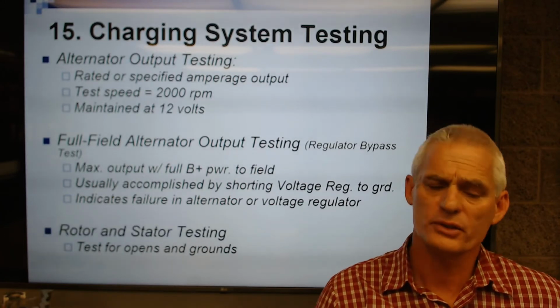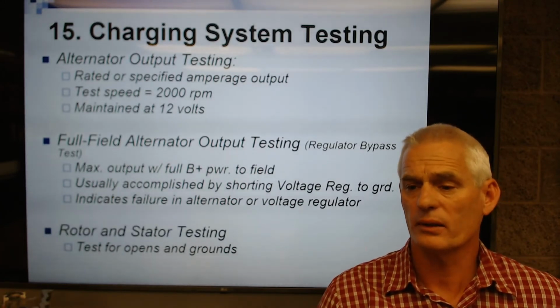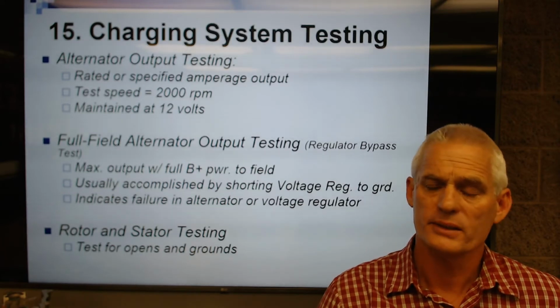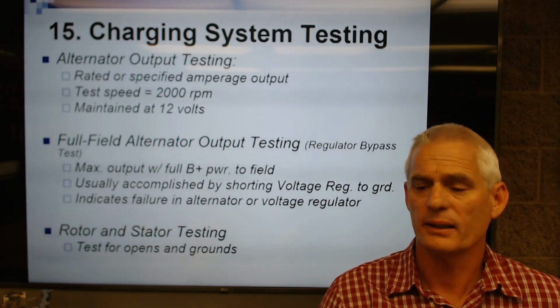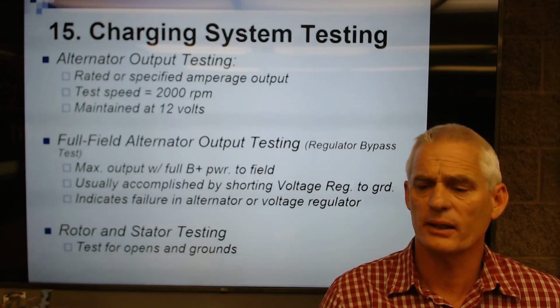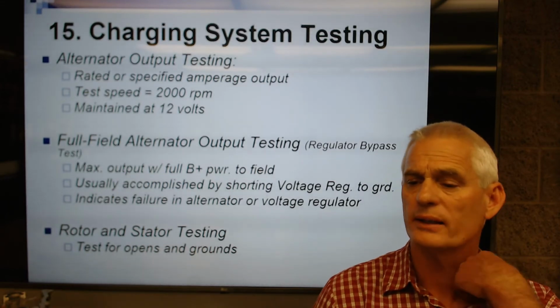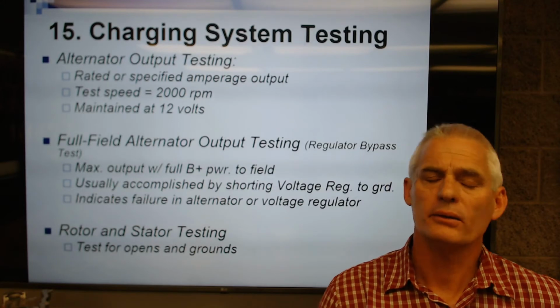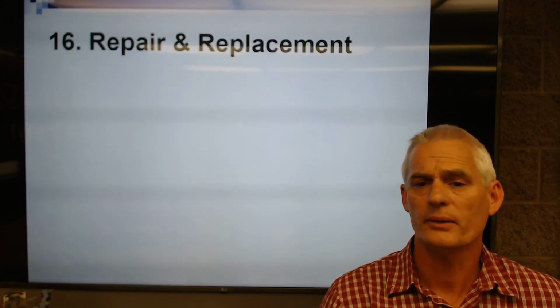We'll take an ohm meter and just check the rotor. We'll check the coil in the rotor to make sure it's not open, that it has a couple of ohms of resistance, something like 1 or 2 ohms, and it's not grounded to the shaft of the alternator. Okay. So just a little bit about repair and replacement.